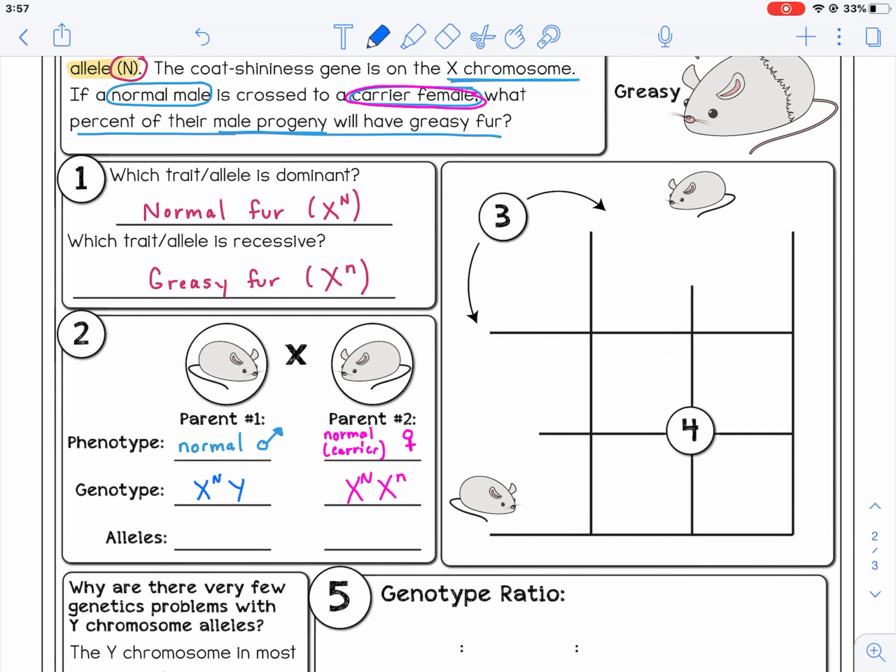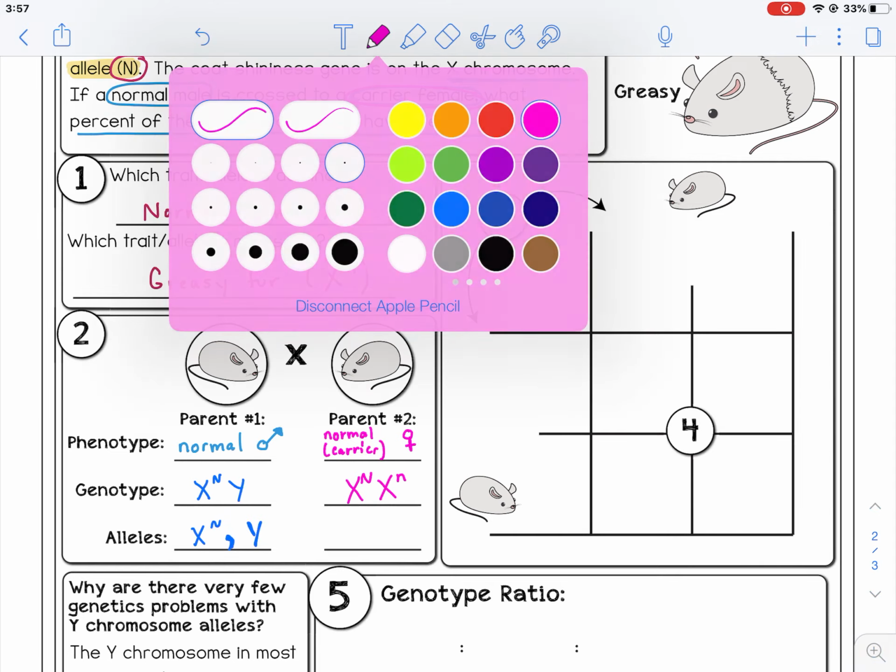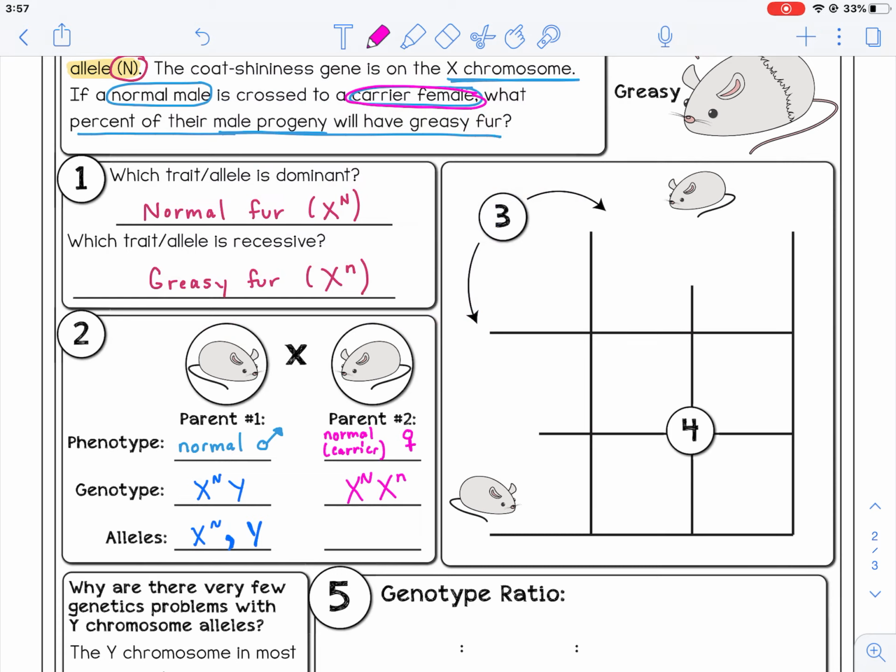Okay, let's identify the alleles present. So the biological father has one big N, and again, you can use a comma or an and here. And he has a Y chromosome that does not have an allele present on it. That's why there's no exponent on that Y. The biological mother has one big N and one little n.